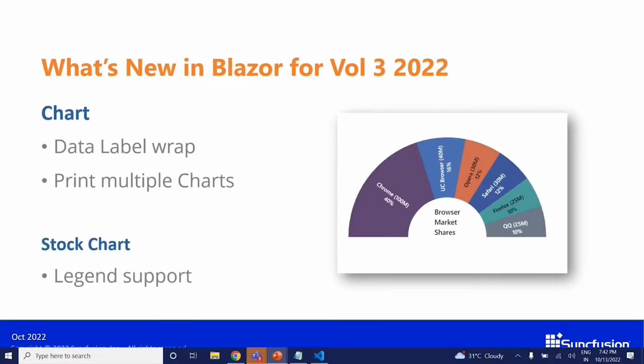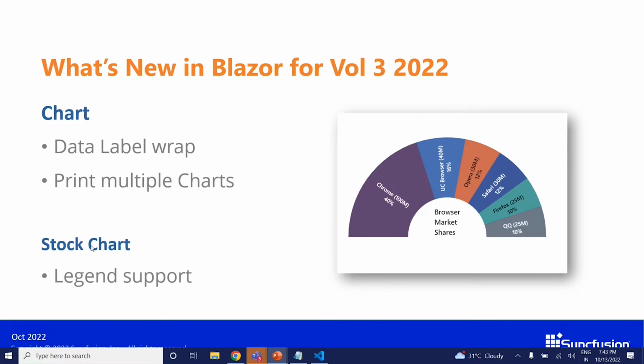The next update is for the chart control in Blazor. So now we are talking about the Blazor updates. To the chart component, data label wrap support has been added. You can see the accumulation chart here. Whenever the label length exceeds the chart container space, you can wrap it down to the next line like this. Also, support has been added to print multiple charts. Whenever you have multiple charts on the same page, now you can print them all at the same time.